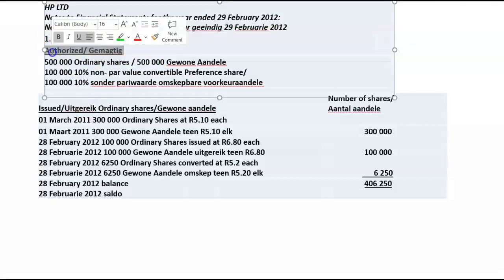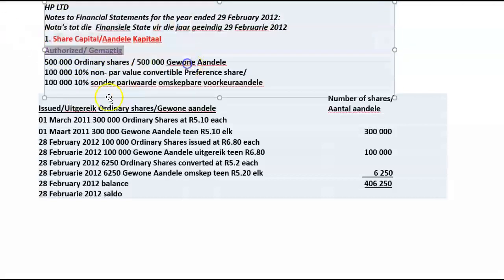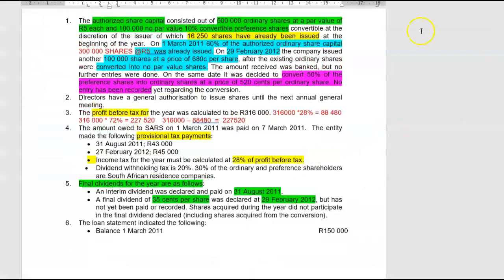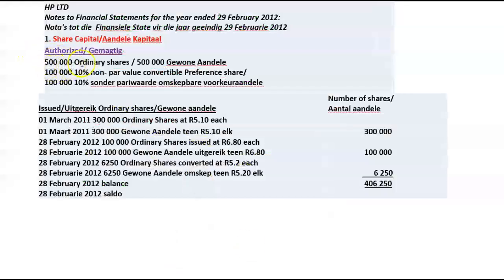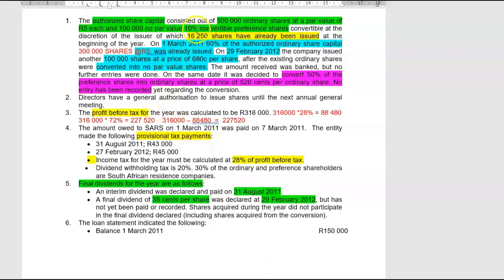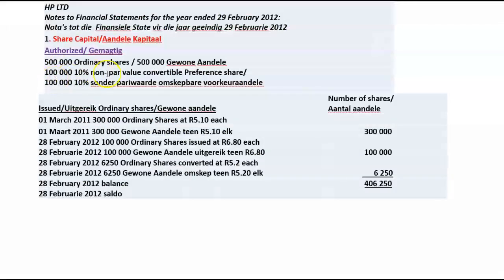The first thing that you have to show is authorized share capital. Now what is important here, do you see that there are no amounts? The only thing that you have to disclose is the number of shares. So if you go back to the question in that paragraph where they give us all the information, I am authorized to issue 500,000 ordinary shares, and 100,000 no par value 10% convertible preference shares. Only the number of the shares.